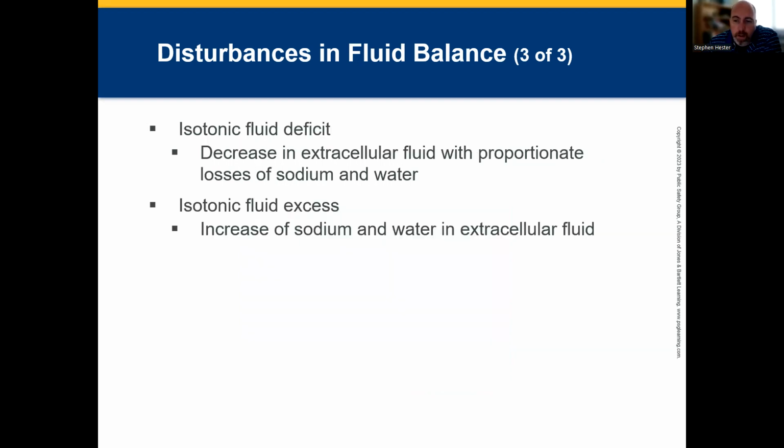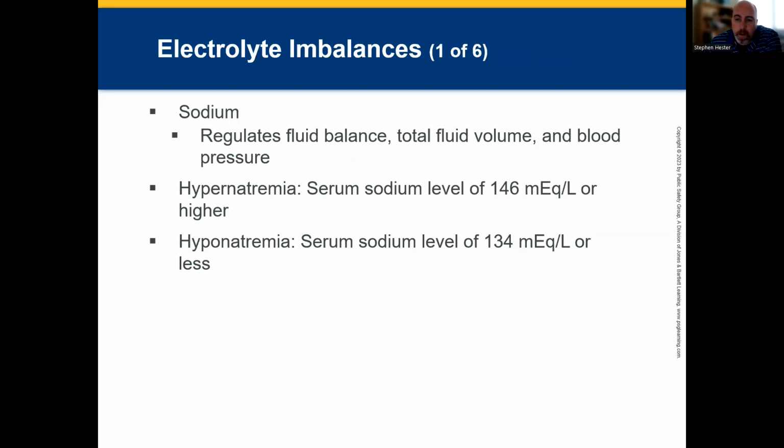Isotonic fluid deficit is a decrease in extracellular fluid with proportionate losses of sodium and water. The most common form is fluid loss. Isotonic fluid excess is a proportionate increase of sodium and water in extracellular fluid, and this can probably be caused by kidney or heart failure. Sodium regulates fluid balance, total fluid volume, and blood pressure in the human body. It also facilitates muscle contraction and nerve impulse transmission.